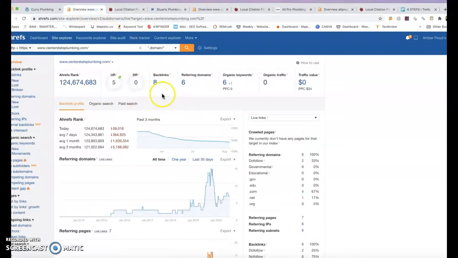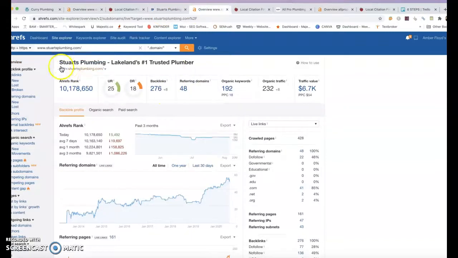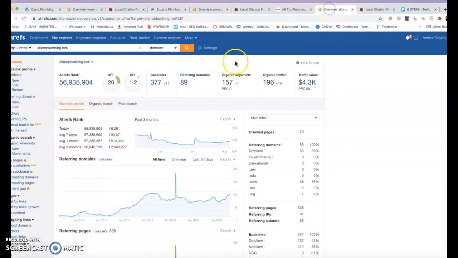Another thing that Google looks at is what's called backlinks. And again, that's just when websites are kind of calling out your business and giving you a good rep, essentially. So you have 8 backlinks. I'm showing Stewart's Plumbing has 276 backlinks, and then All Pros Plumbing has 377. So we'd want to double this just so we could far surpass what they have and get your website higher up there and in turn getting you more leads.